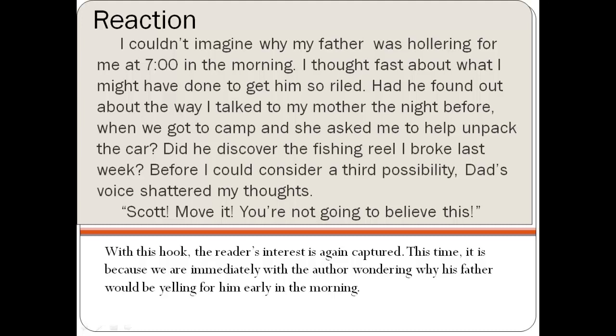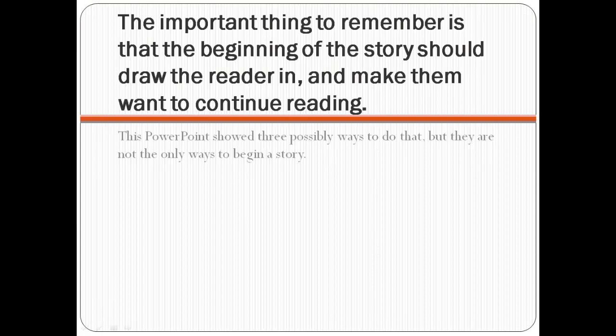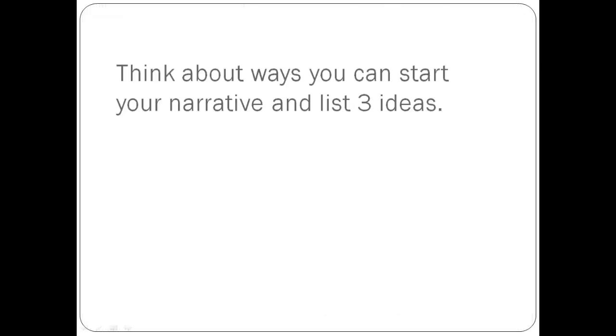With this hook, the reader's interest is again captured. This time, it is because we are immediately with the author, wondering why his father would be yelling for him so early in the morning. The important thing to remember is that the beginning of the story should draw the reader in and make them want to continue reading. In this PowerPoint, we looked at 3 possible ways to do that, but they're not the only ways to begin a story. Now, I want you to think about ways you can start your narrative, and then list 3 ideas.